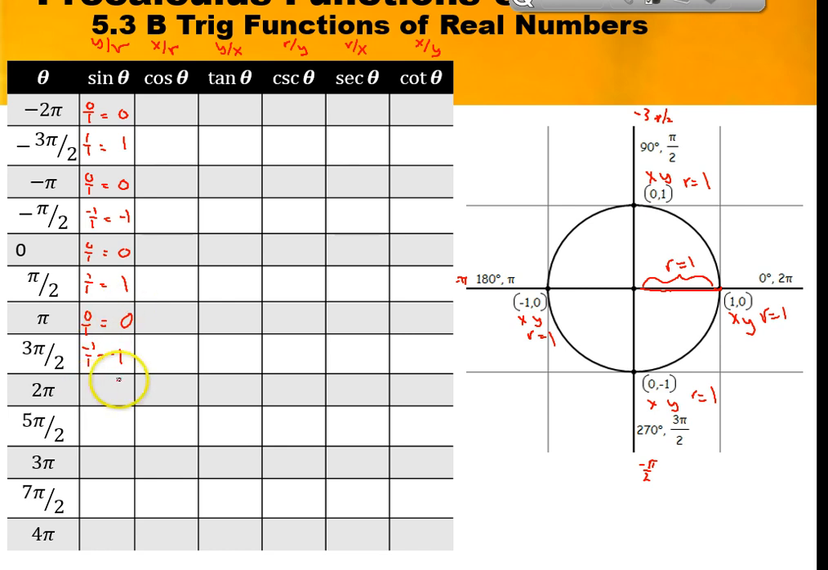And then 2 pi is back here again, right? So that's 0 for y and 1 for r, so it's going to be 0 over 1, which is going to be 0. Now, if you're counting pi over 2's, this is 1 pi, this is 0, this is 1 pi over 2, here's 2 pi, I'll make a mark. This is 1 pi over 2.